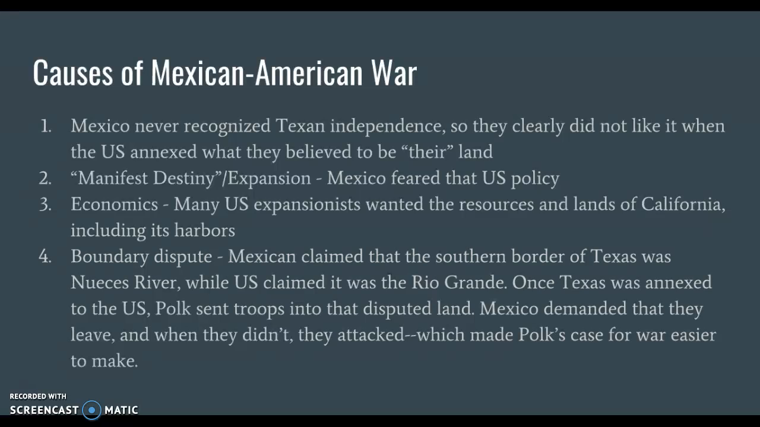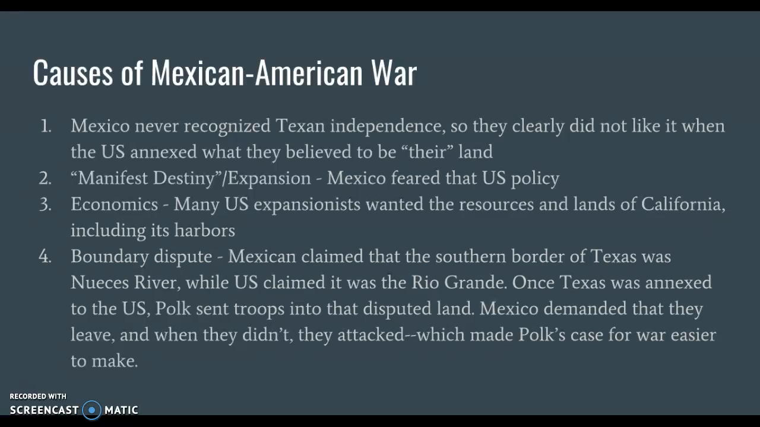The fourth cause of the Mexican-American War that we're talking about is the boundary dispute. Regardless of the fact that Mexico doesn't even recognize Texan independence and doesn't even recognize that America annexed Texas, there was a boundary dispute going on as to what the southern border of Texas was. Mexico is going to claim that the southern border of Texas was the Nueces River, important to note, while the United States is going to claim that it's the Rio Grande River.